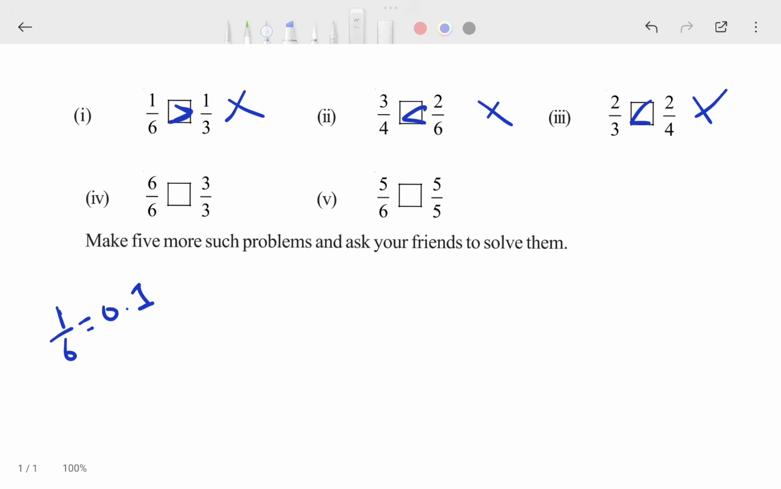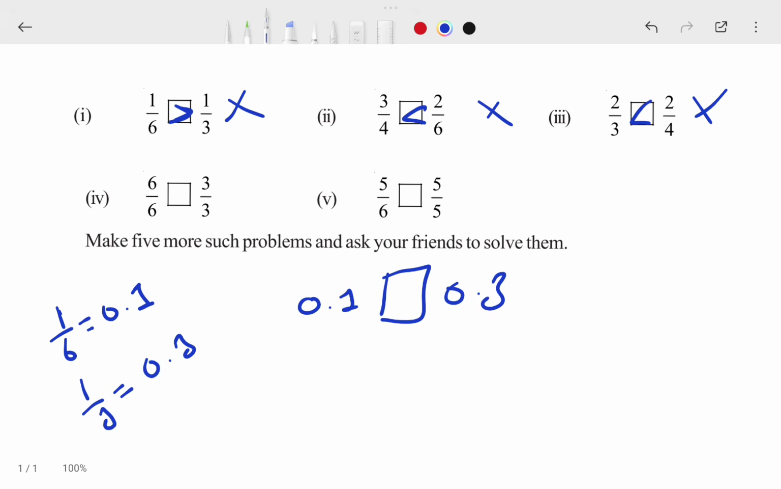So if you look at this, 1 by 3 is going to be 0.3. Between 0.1 and 0.3, which is greater? Of course 0.3 is greater, right? So our symbol is like that. That's why you cannot put this one. Because this is 0.1, this is 0.3. Which is greater? 0.3 is greater, right? So that's why the symbol will turn like that.